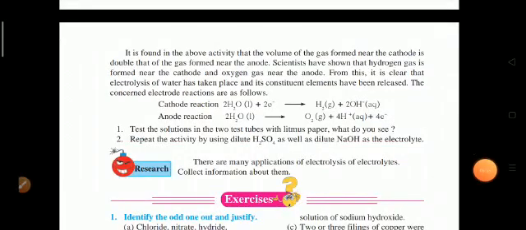Now we're moving on to electrolysis of water. It is found in the above activity that the volume of the gas formed near the cathode is double that of the gas formed near the anode. Scientists have also shown that hydrogen gas is formed near the cathode and oxygen gas near the anode. From this, it is clear that electrolysis of water has taken place and its constituent elements have been released. The concerned reactions are as follows.